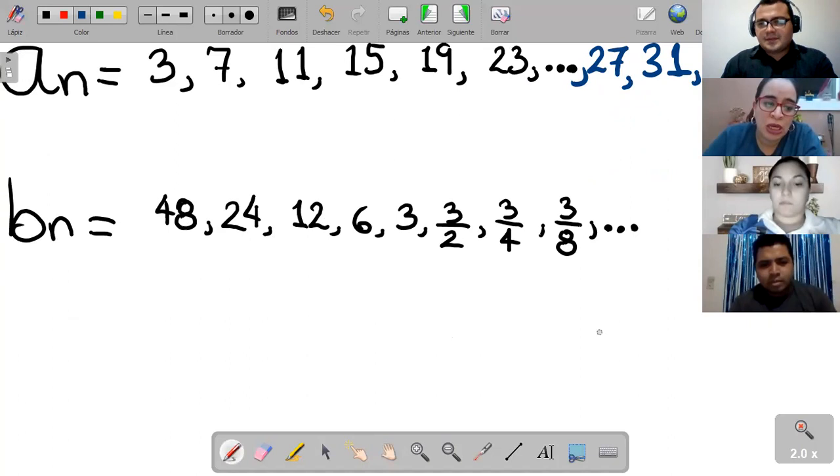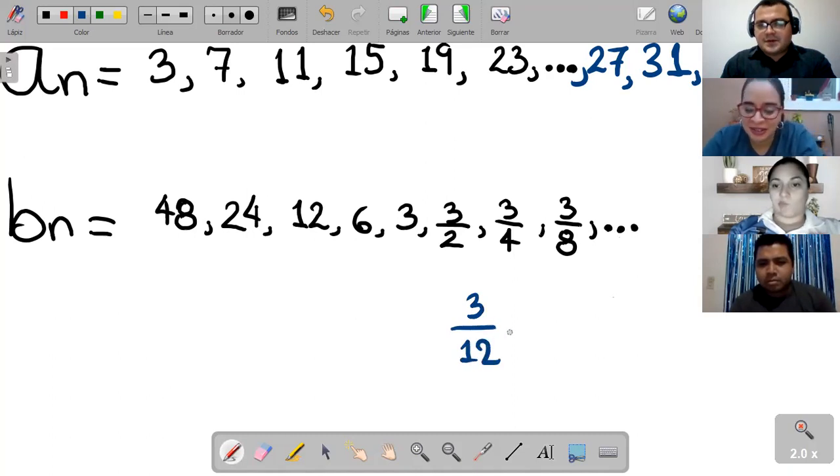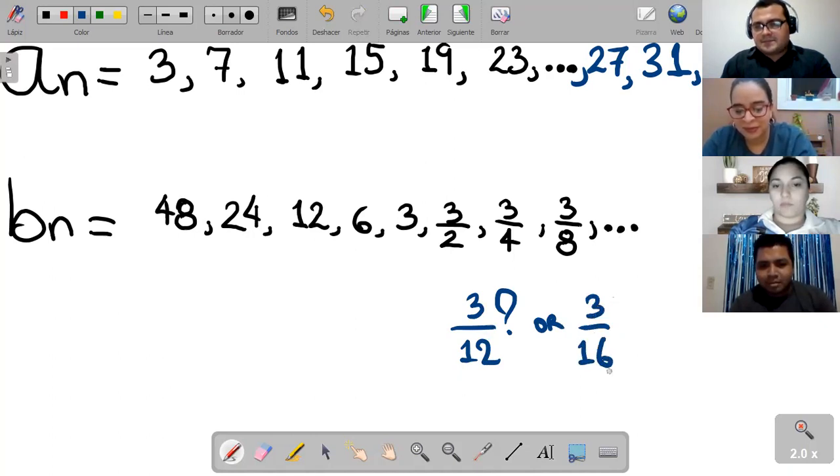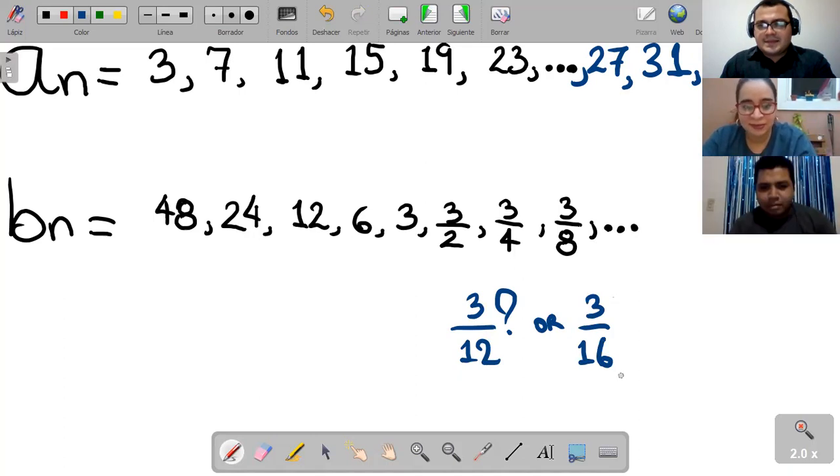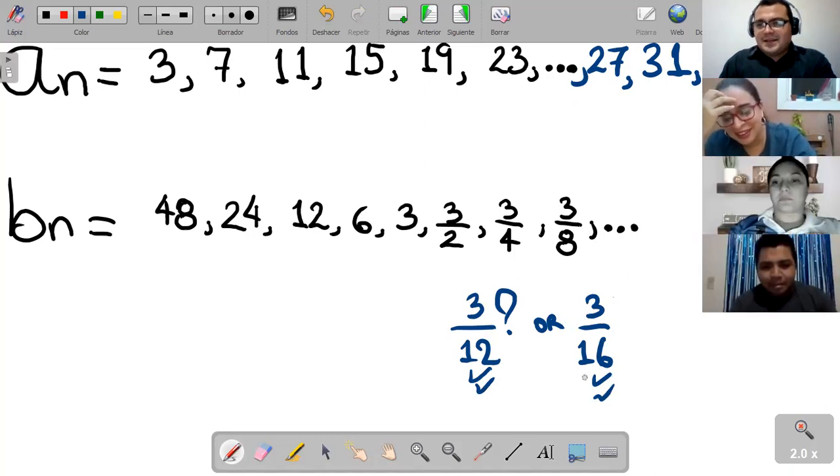3 over 16. 3 over 12 or 3 over 16? 3 over 12, I think. 3 over 16, I think. Okay, I have 2 votes right now. This is not a democracy process, but at the end, we're going to see who's right. No, that's not the point. The point is to be sure about what's happening.